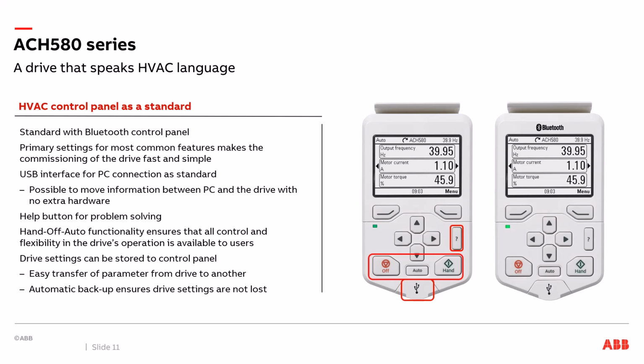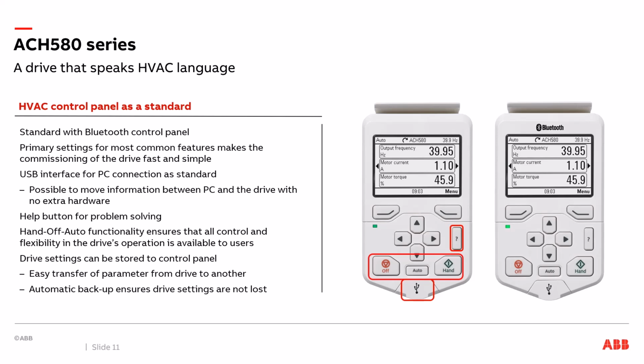So starting with the ACH580, the focus here is going to be on the advanced control panel that comes standard with that drive. The default one comes with Bluetooth, but if you choose not to have Bluetooth, there's an option to have a non-Bluetooth panel also. It's an alphanumeric control panel, so everything's in plain English, very easy to read.